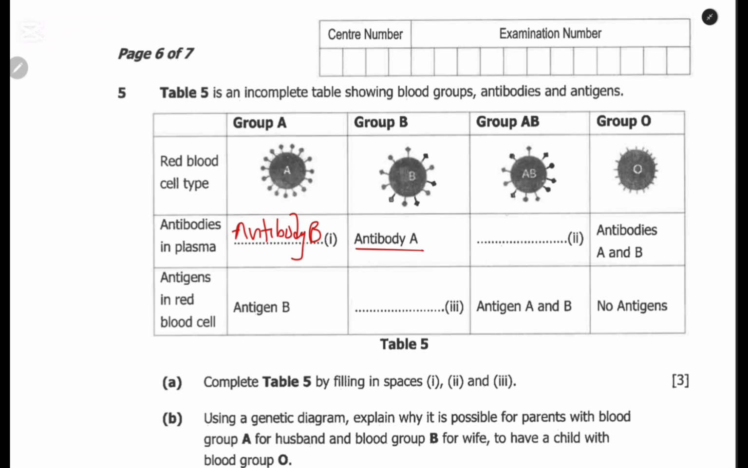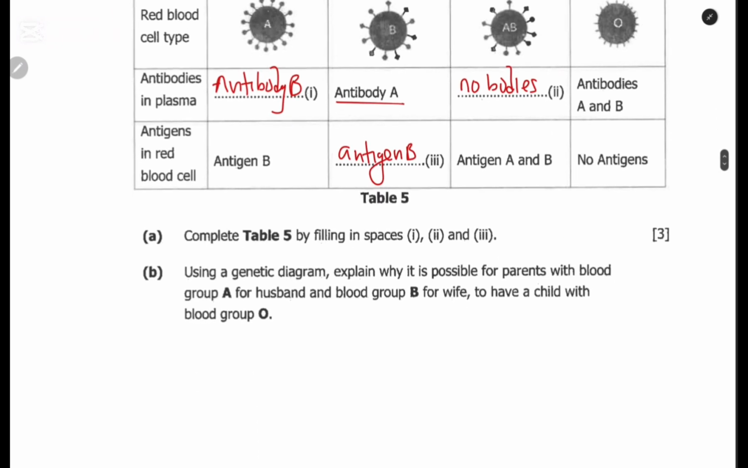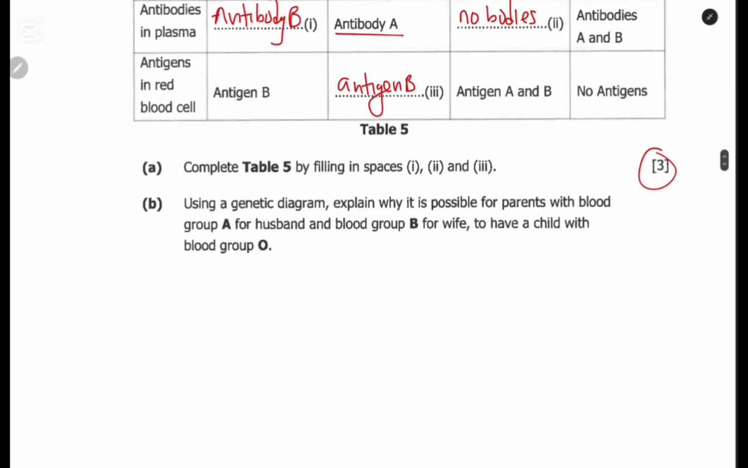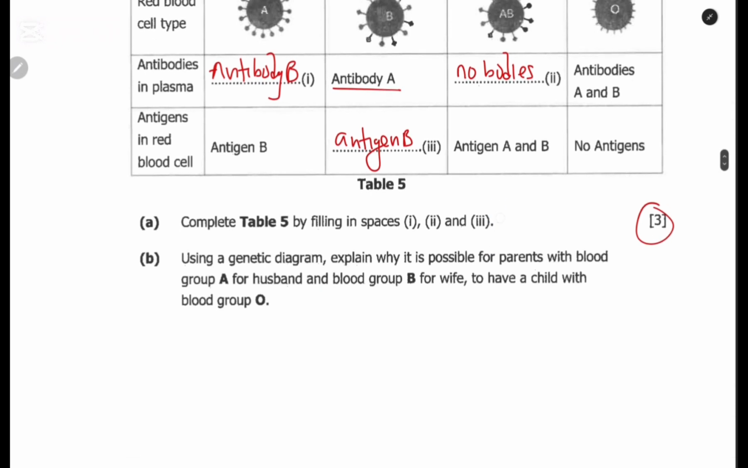It was already given. Here, what antibody? No antibodies, because this one has both A and B. Okay, no antibodies. Then here, what antigen for B? It is antigen B. All right. Then we go to the other question. So this is the question that we're answering. So we've just scored 3 marks here.